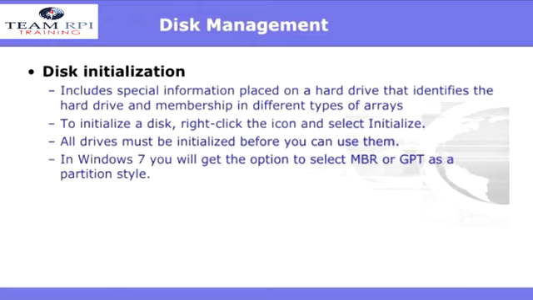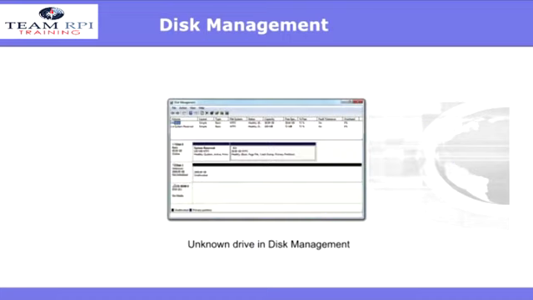From here, we can see what's called disk initialization. It includes special information placed on a hard drive that identifies the hard drive and membership in different types of arrays. To initialize a disk, right-click the icon and select Initialize. Here's a look at what a partition will look like in the disk management console if that partition has not been initialized. It'll be identified as simply unknown.